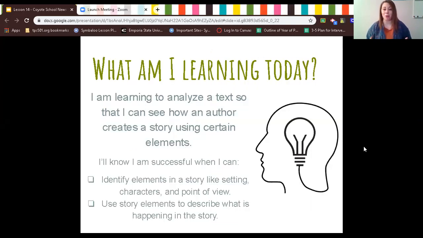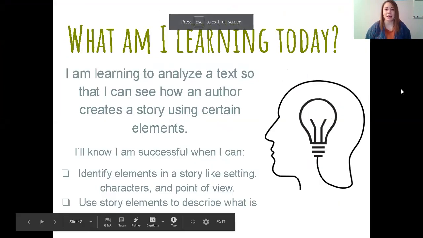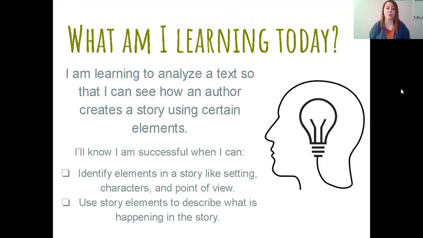Okay, so let's think about what we are learning today. And I'm going to make this nice and big for us. Here we go. Okay, so today we are learning to analyze a text so that way you can see how an author creates a story using certain elements. Okay, so we know we're successful when you can identify elements in a story like the setting, the characters, and the point of view from which the story is told. So those are kind of the three main ones we're going to be focusing on today.